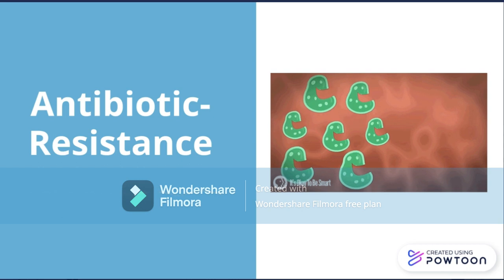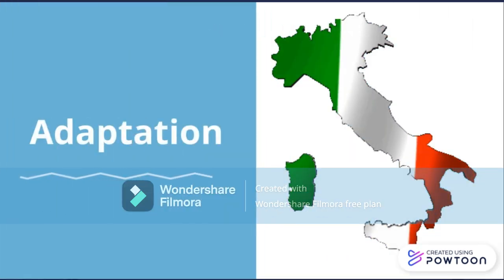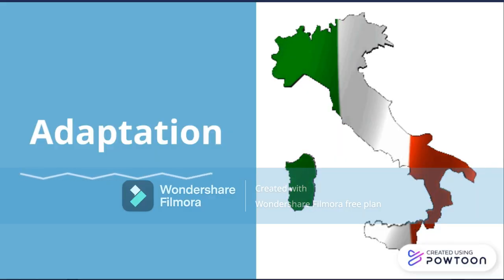Another is a unique mutation that can help organisms to adapt. An example is found in people in a small town in Italy. The mutation protects them from developing atherosclerosis, which is the dangerous buildup of fatty materials in blood vessels.